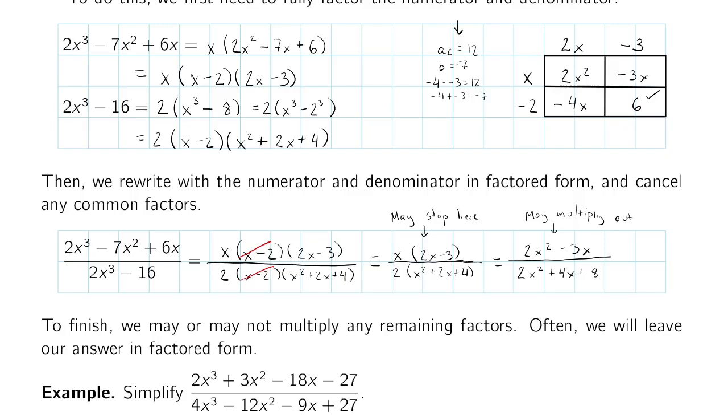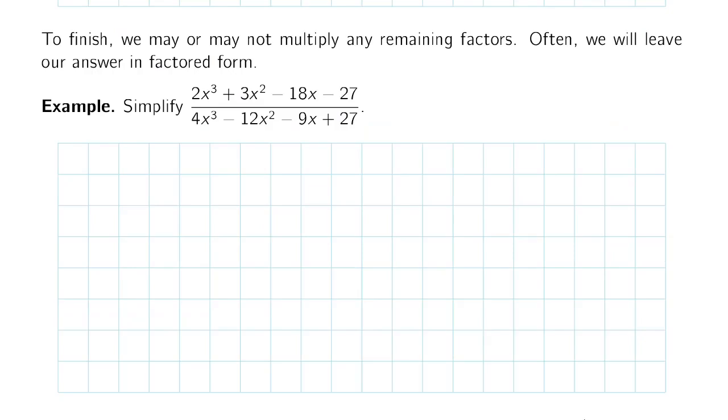Let's just see another example of this process. Here we want to simplify the rational expression (2x^3 + 3x^2 - 18x - 27) over (4x^3 - 12x^2 - 9x + 27). Now, notice that 27 appears in a term in both the numerator and the denominator. You might be thinking, I bet I can do something with that.